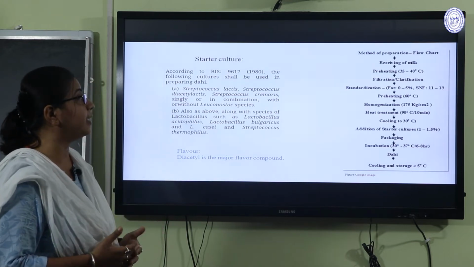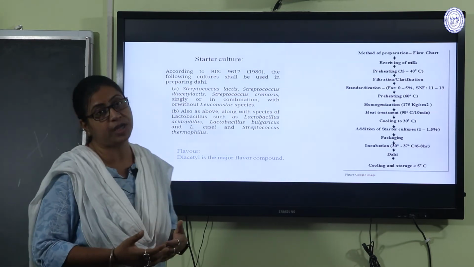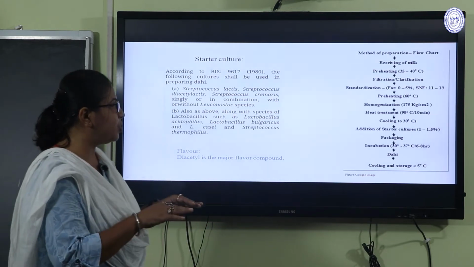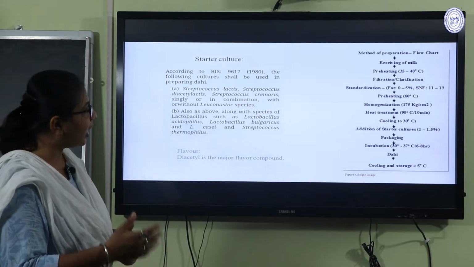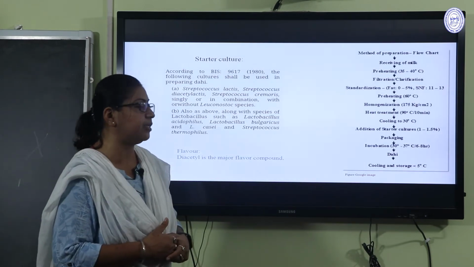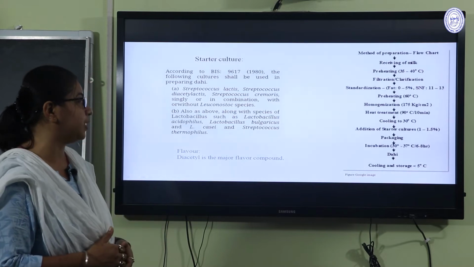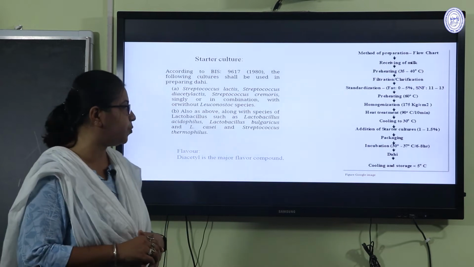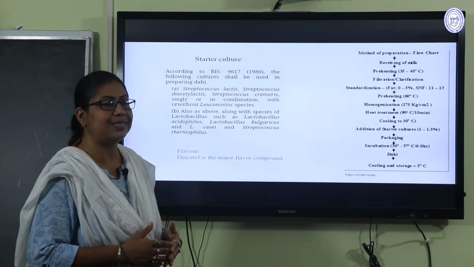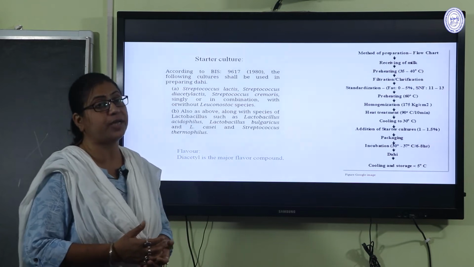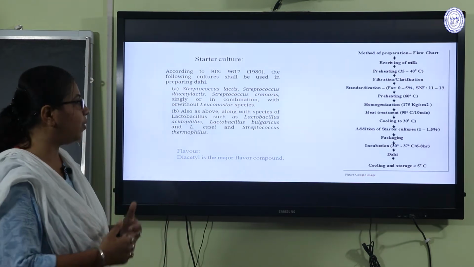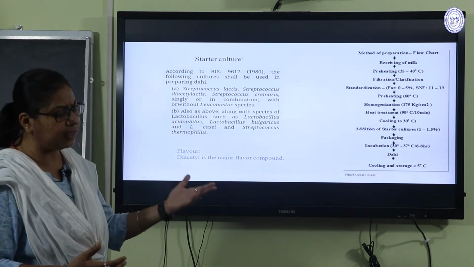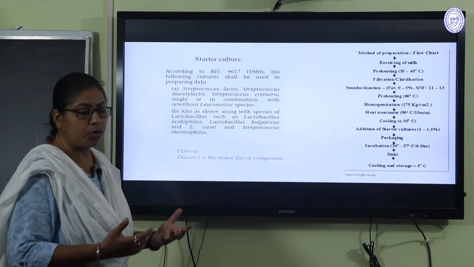Then preheating is again done at 60 degrees centigrade, followed by homogenization. The homogenization is done to make the mixture even. Then heat treatment at 90 degrees centigrade for 10 minutes and cooling to 30 degrees centigrade. Then comes the addition of the starter culture at 1 to 1.5%, and packaging and incubation at 30 to 37 degrees centigrade for 6 to 8 hours makes dahi. Now it can be cooled and stored below 5 degrees centigrade for packaging and sending to the market. So this is about dahi.